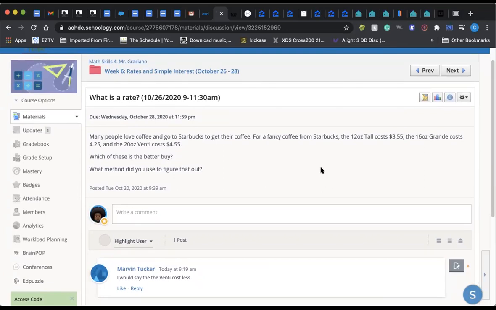I'm guessing that you would have to figure out how much you're spending per ounce, but I don't know how you would find that out. Oh, okay. So you have to figure out how much you're spending per ounce. That is correct. What would you do to figure out how much you're spending per ounce? Anybody have any ideas?